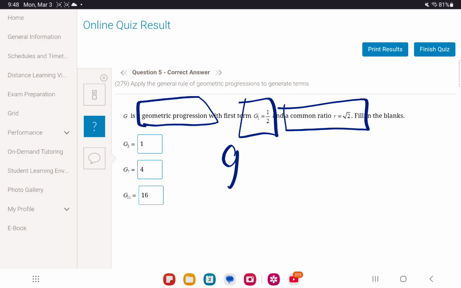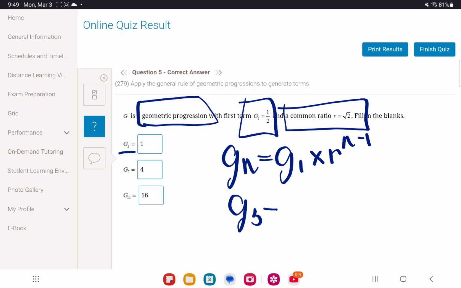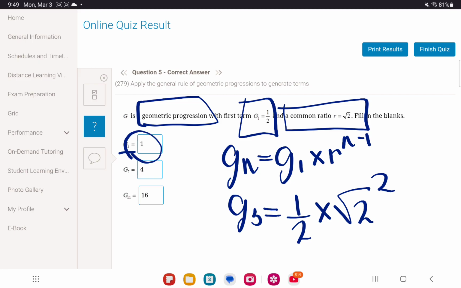So we use the same rule that we used before. So Gn equals G1 times R to the n minus 1, okay? So here they want the third term, so G3 equals G1, which is 1 over 2, times R, which is radical 2, to the power of 3 minus 1, so 3 minus 1 is 2. You do it on your calculator and you get 1.